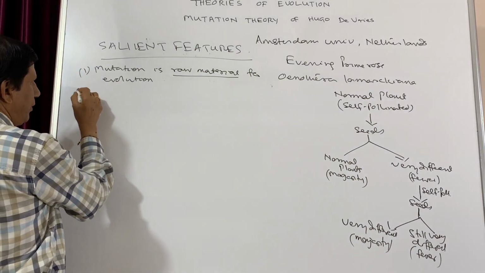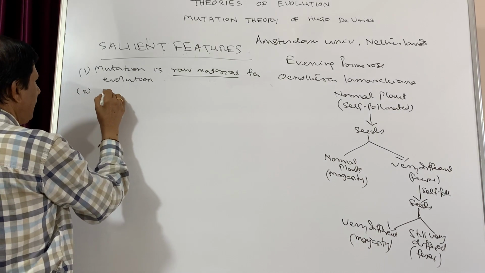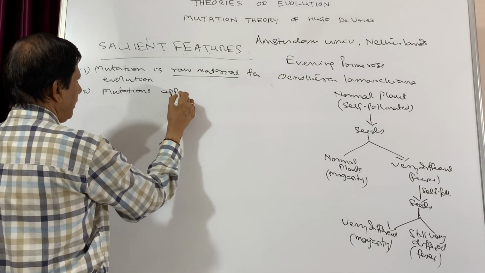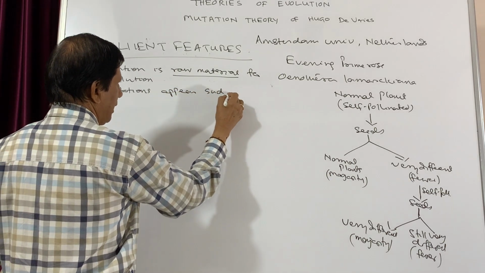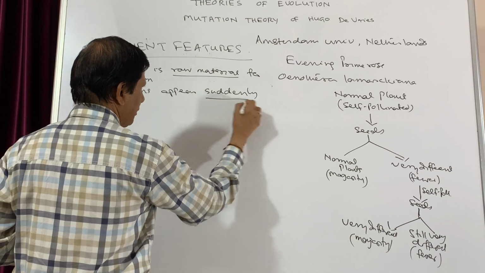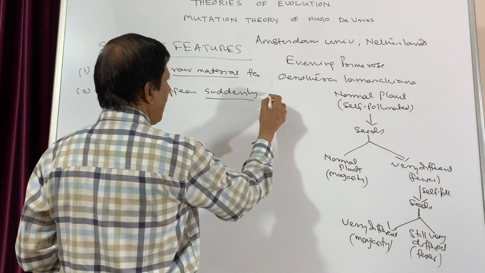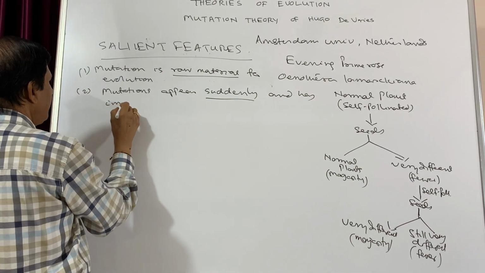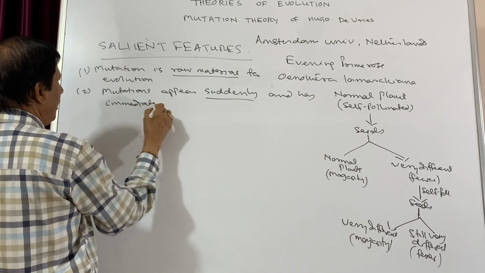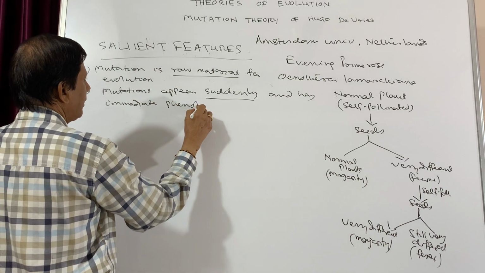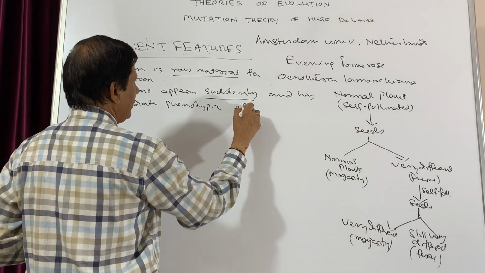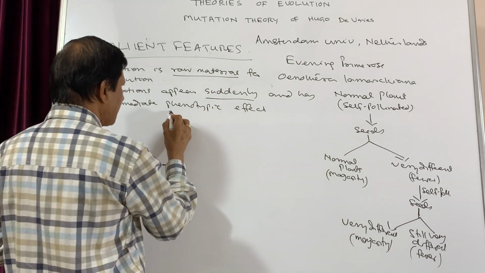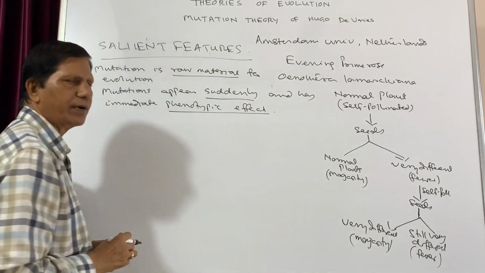Now the second point, mutations appear suddenly. Again, this point is important. Suddenly and has immediate phenotypic effect. That means the mutation takes place suddenly, spontaneously, and it is expressed in the form of a phenotypic effect.